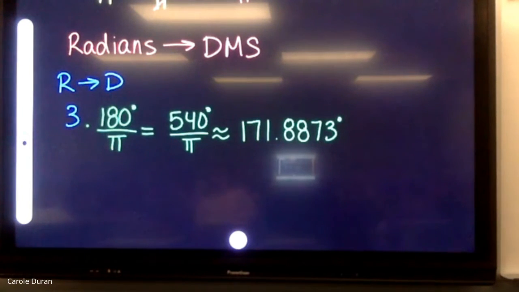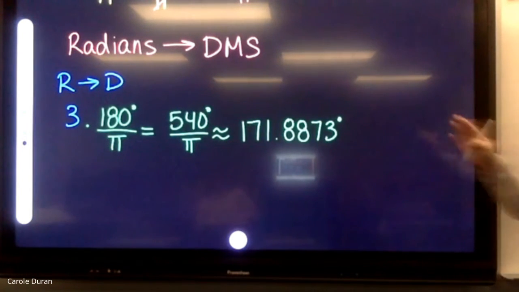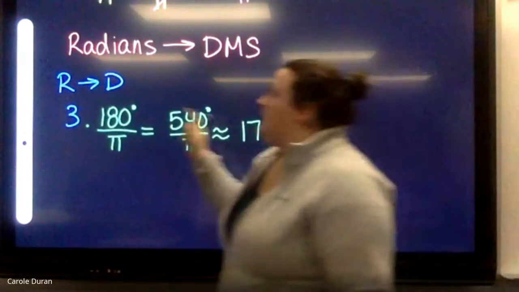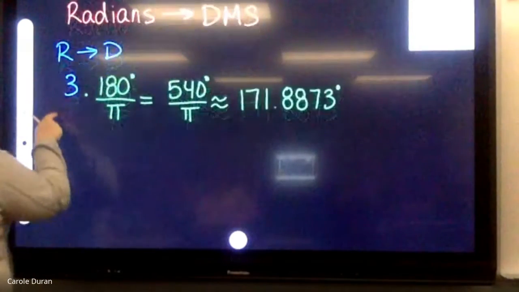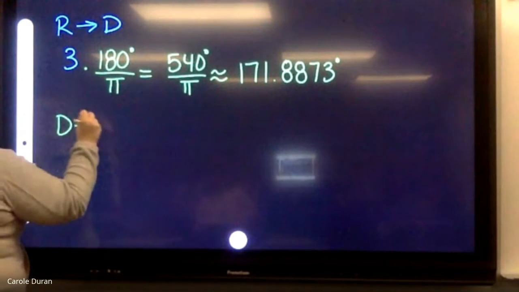Your radian will not always be presented to you with a pi in it. That is okay. If it is a whole number or even a decimal with no degree symbol on it, we automatically assume it's in radians. Everyone okay with that? So we did the radians to degrees. Now we're going to do the degrees to the degrees, minutes, seconds.